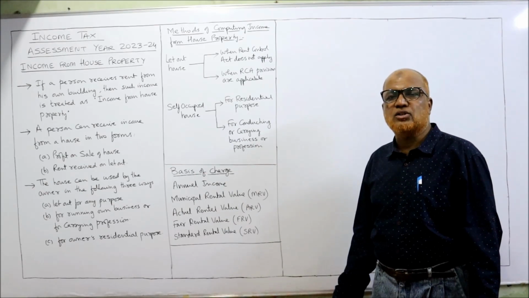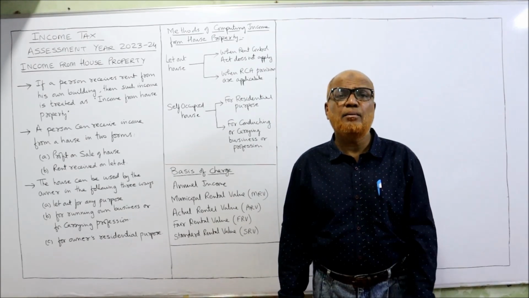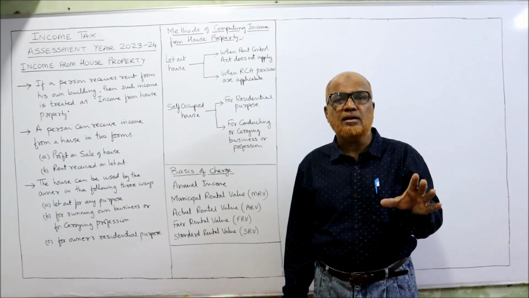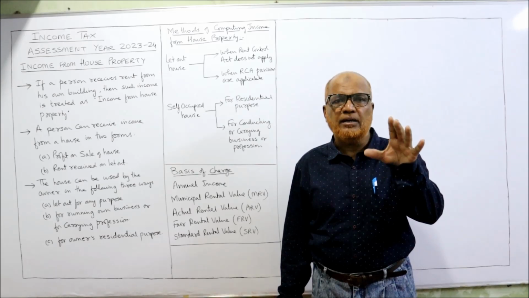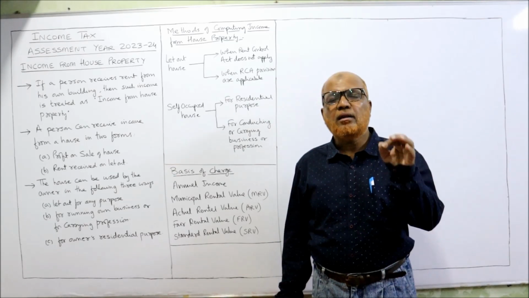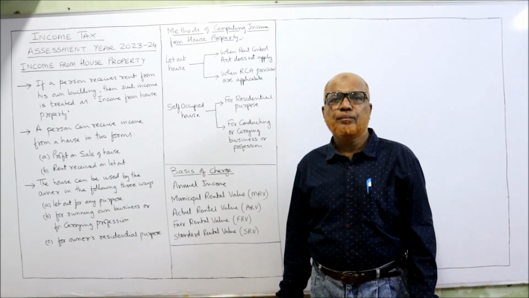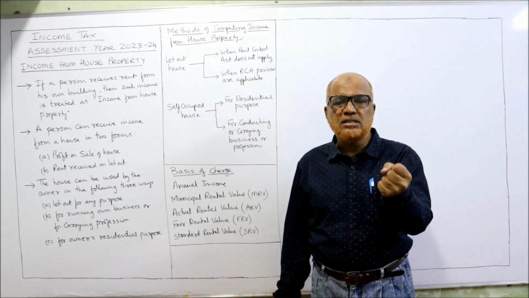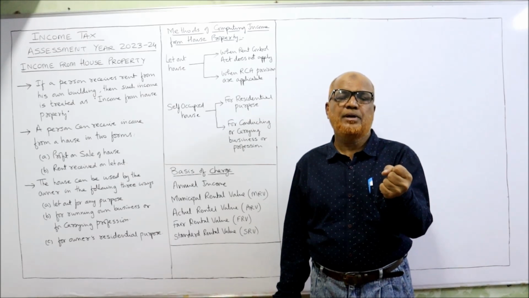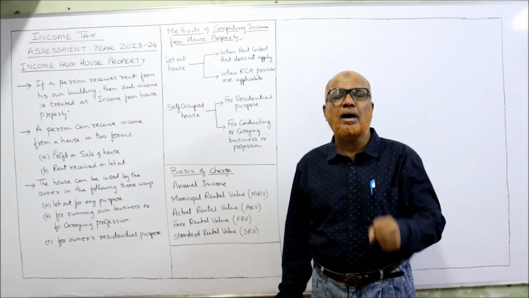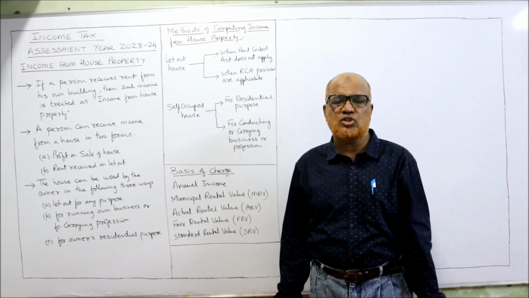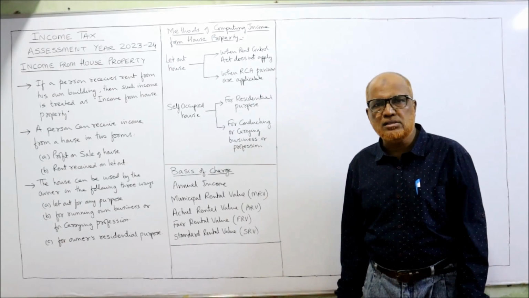Now, basis of charge. Normally the Income Tax Act will apply the income tax on the income which is earned and received by the assessee. But regarding income from house property, the earning capacity of the property, that is the annual charge, that is the basis of charge, not actual rent received.